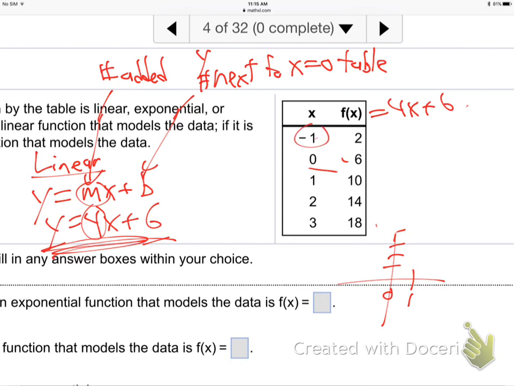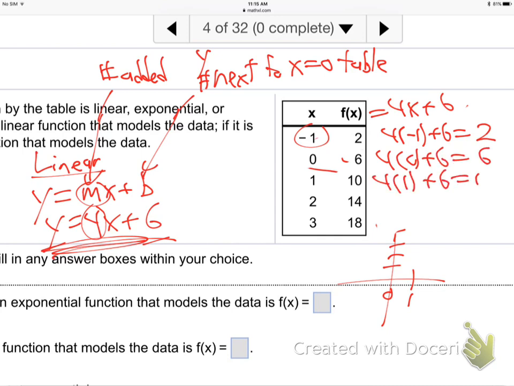If you put in negative 1, 4 times negative 1 plus 6, yeah, that's 2. 4 times 0 plus 6, yeah, that's 6. 4 times 1 plus 6, yeah, that's 10. 4 times 2 plus 6, yeah, that's 14. See how it's working? It's cranking out those values. It is indeed 4x plus 6.